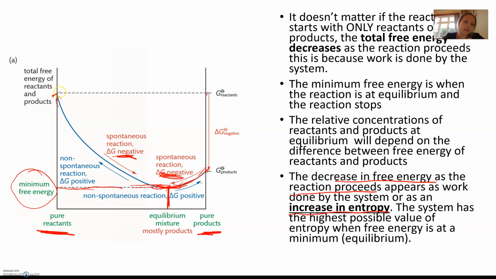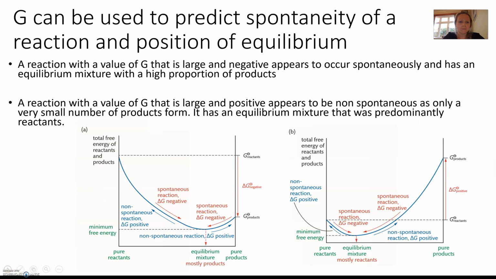So because it goes like this, and your entropy is increasing, this point here, which is the minimum free energy and the equilibrium point, is actually the point where your entropy is at its highest. Okay, so I hope that makes sense. So let's just keep going.